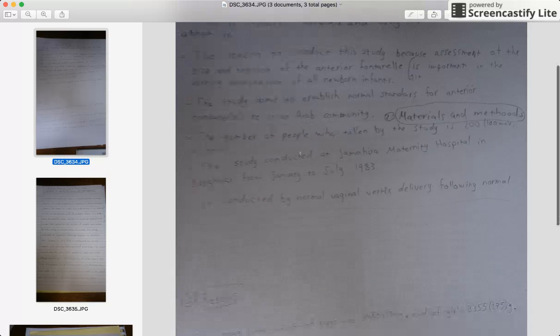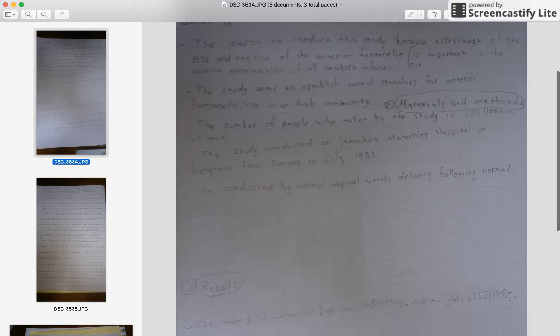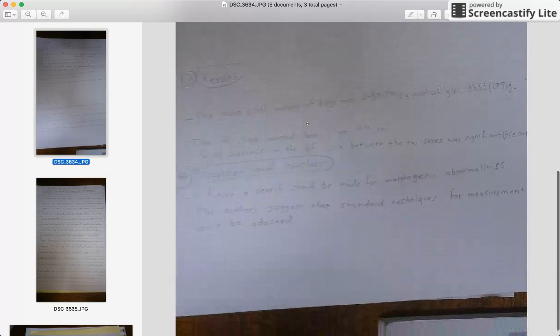Materials and methods. The number of people who took the study, people that are studied, right? And you can just not have that sentence and just put the 200, 100 males, 100 females. Okay, study conducted. Okay, good. That's the when and where. Excellent. Okay, it's conducted by normal vaginal birth. Okay, good. So we can condense this to one sentence, right? And then, yeah, I think you're missing a little bit of information here on the how and a little bit more about the patients, okay? But that's pretty good.